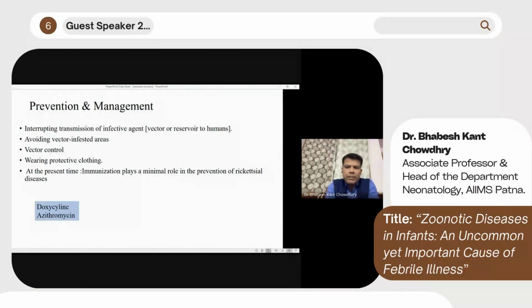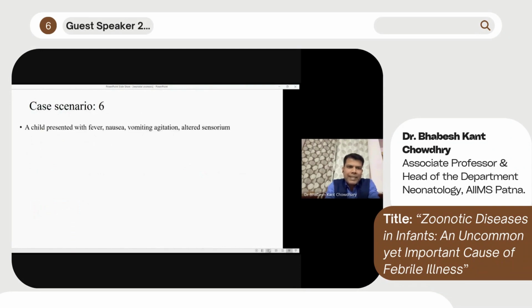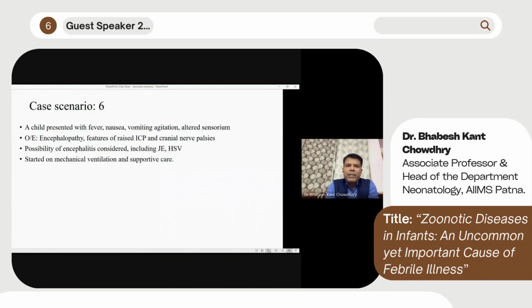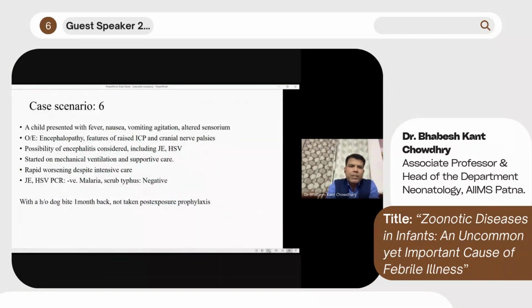Next slide. So this is the last case scenario now. A child presents with fever, nausea, vomiting, agitated, altered sensorium. On examination, encephalopathy, features of raised ICP; the possibility of encephalitis was there, so we included Japanese encephalitis and herpes, but they all came to be negative. Here, again, the baby was started on mechanical ventilation and supportive care. Rapid worsening was there despite all the intensive care. JE, CSF, PCR, malaria, scrub typhus all came to be negative.